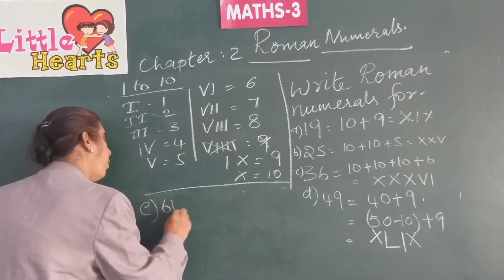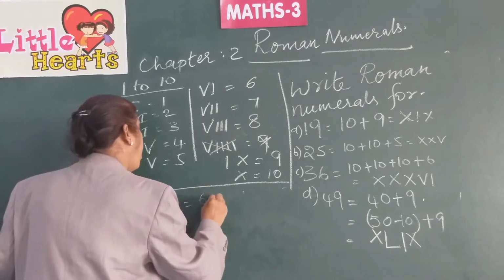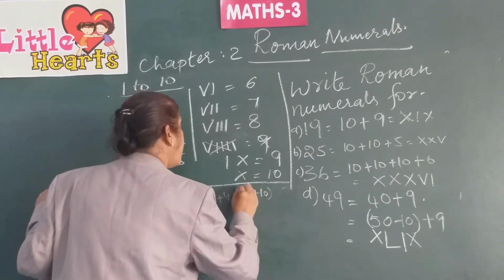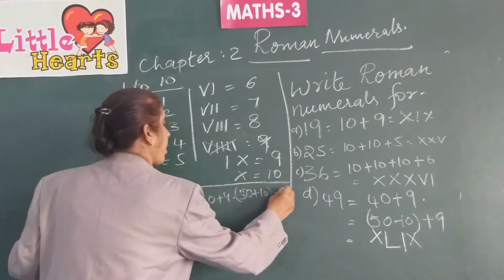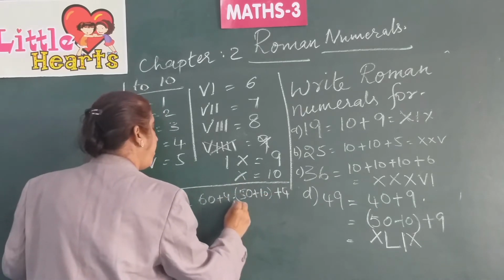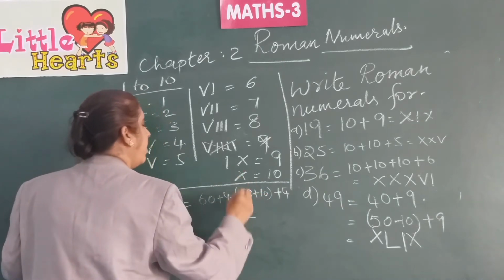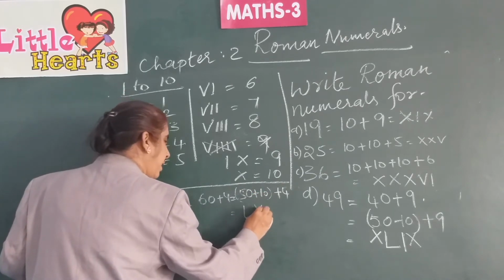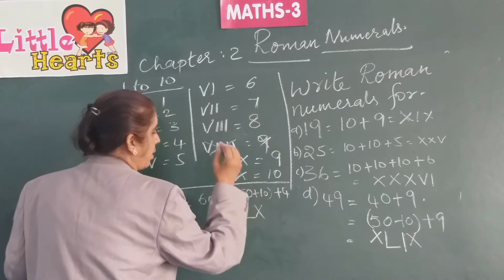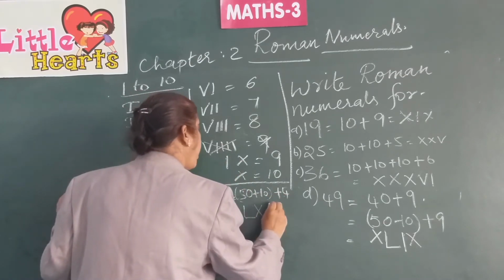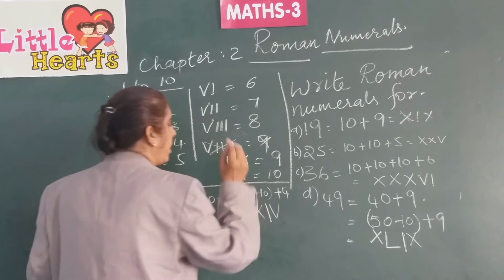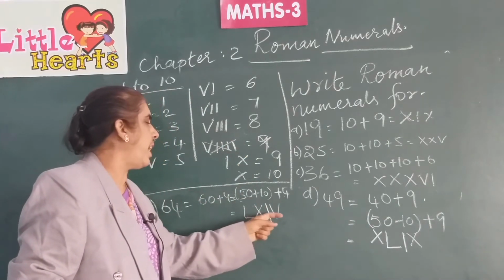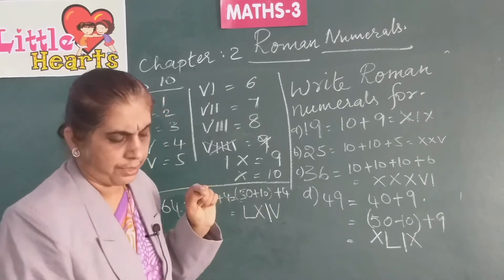Next, 64. 60 plus 4. 60 can be written as 50 plus 10. 50 is L. 10 is X. As it is addition, we should write to the right side, that is LX is 60. 4 is 5 minus 1. V, and 1 should be written to the left of 5. LXIV is 64.